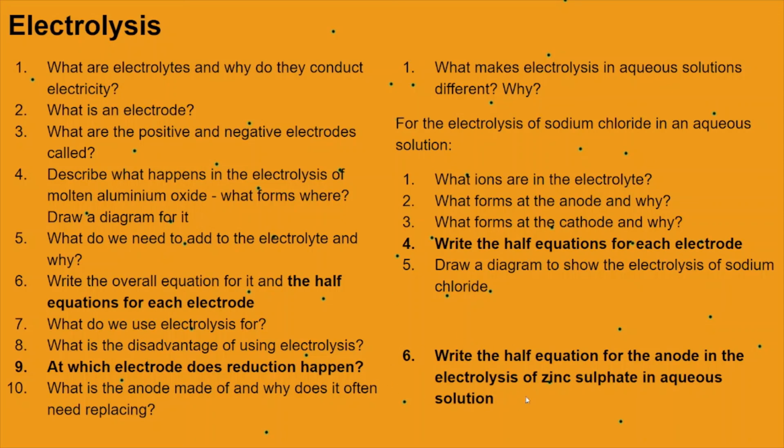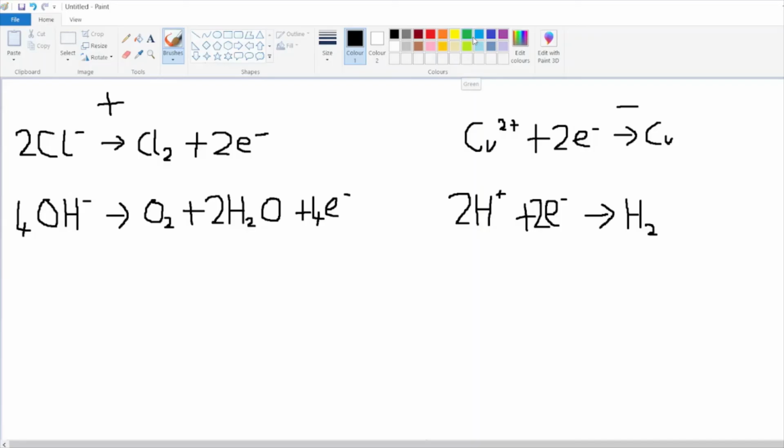So there's a final challenge question for anyone that's doing higher. Have a go at figuring out what's going to form at each electrode. So do it for the anode and cathode. Figure out what's going to form and then write the half equation for it. So at the cathode we get our metal. Is zinc more or less reactive than hydrogen? It's more reactive, so we're going to have this half equation because hydrogen's going to form.